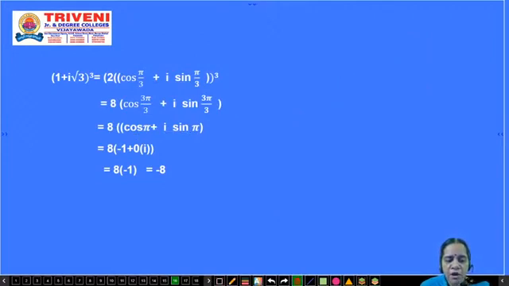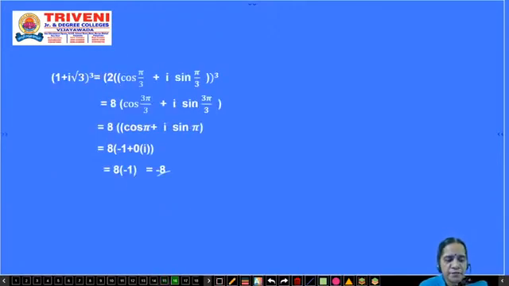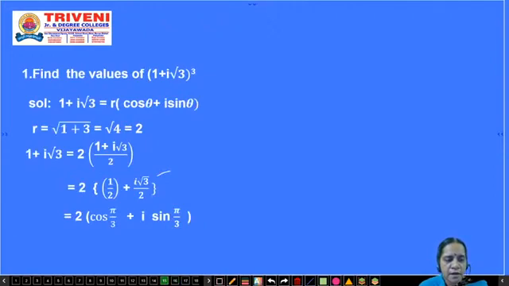What is the value of cos pi? The value of cos pi is minus 1. The value of sin pi is 0. Substitute cos pi as minus 1 and sin pi as 0. 8 into minus 1 is equal to minus 8. In this problem, the value of (1 plus i root 3) whole cube is what we get here, minus 8.